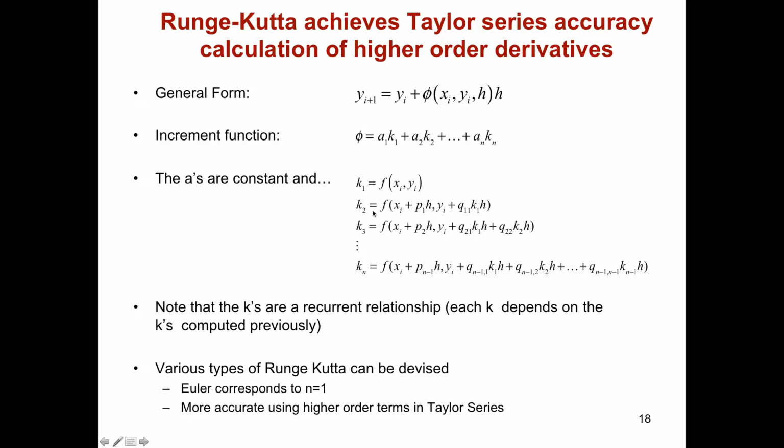K2 is basically Euler's at a slightly different point. Okay? And you do need K1 to actually find this K2. And these numbers P1, Q11 are given. So that's something that you have. And then you keep going. You can actually keep going like that.